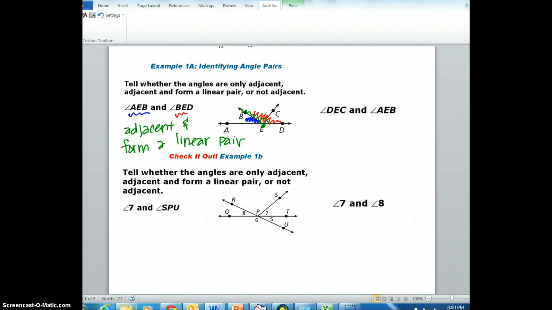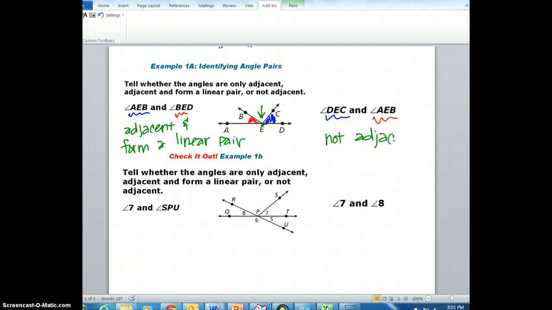Let's look at angle DEC and angle AEB. I'm going to erase my colors here. Start again. I'll do angle DEC in blue. Angle DEC would be this angle right here. And I'll do angle AEB in red. These two angles do share a vertex, but they do not share a common side. There's this huge gap in between the two sides of the angles. So if these two angles don't even share a side, then they can't be adjacent. The answer would be not adjacent.